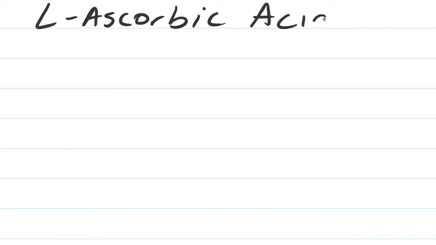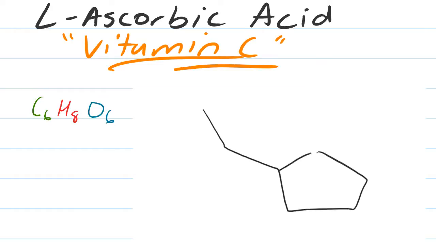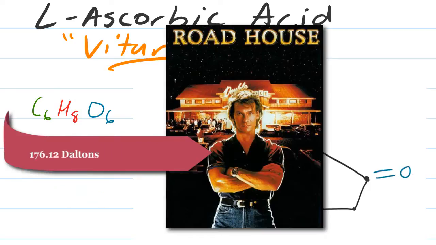Hi, my name's Tyler, and in this video I'm going to be talking about L-ascorbic acid, or more commonly referred to as the easy to spell vitamin C. Ascorbic acid is made up of 6 carbons, 8 hydrogens and 6 oxygens that are covalently bonded, and is a water-soluble polar molecule, giving it a molecular mass of 176.12 daltons.